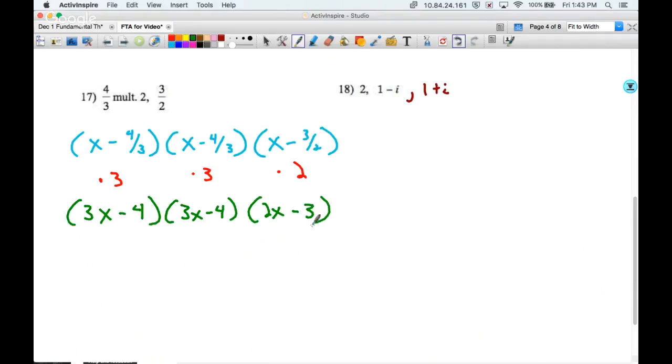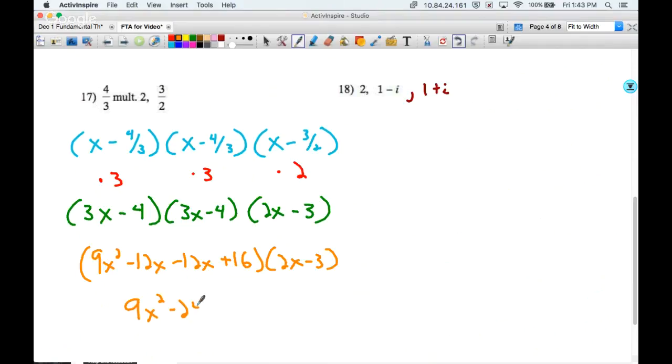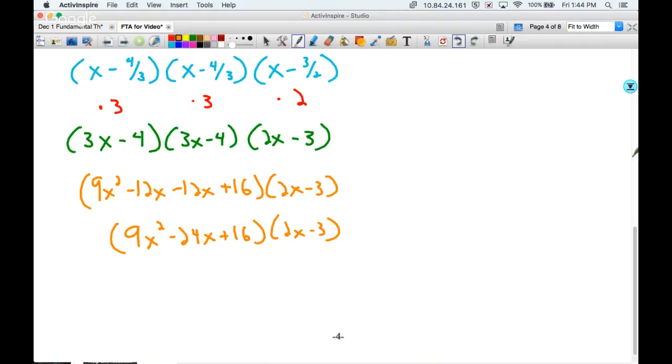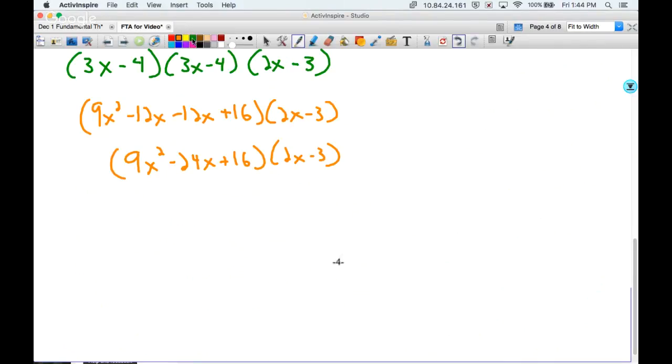Two x minus 3. Now I've just got a lot of distributing to do, but without the fractions, my life is a lot easier. 9x squared minus 12x minus 12x plus 16. Times 2x minus 3. That's become 9x squared minus 24x plus 16, times 2x minus 3. Keep going. To make sure I do this distribution right, I might draw some arrows of what I plan to distribute.